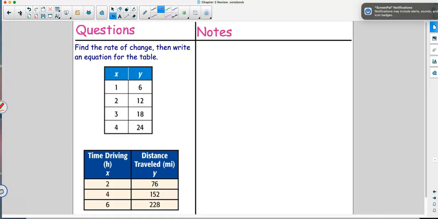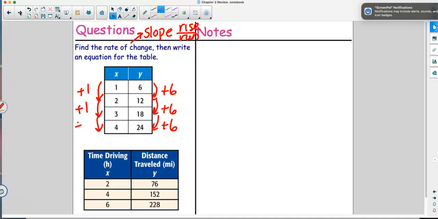Find the rate of change, then write the equation. Remember, rate of change is just really our slope, which is rise over run. So if we can find our difference in our y's, which they are going up by 6 each time, and the difference in our x's for this case is going up by 1 each time, our slope or our rate of change is equal to y over x, or 6 over 1, or 6.